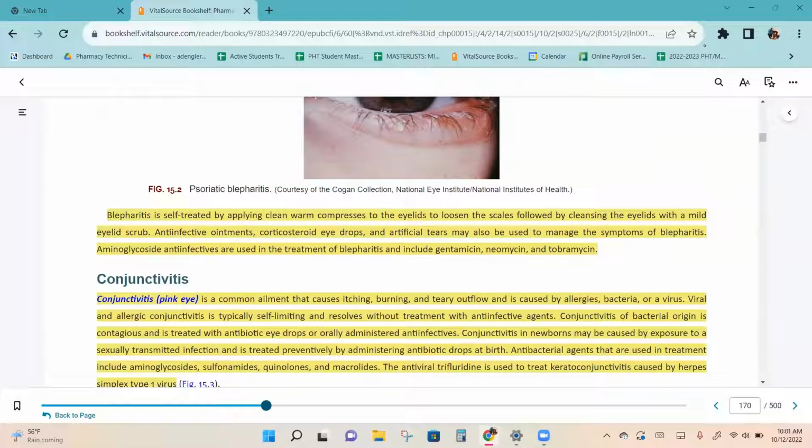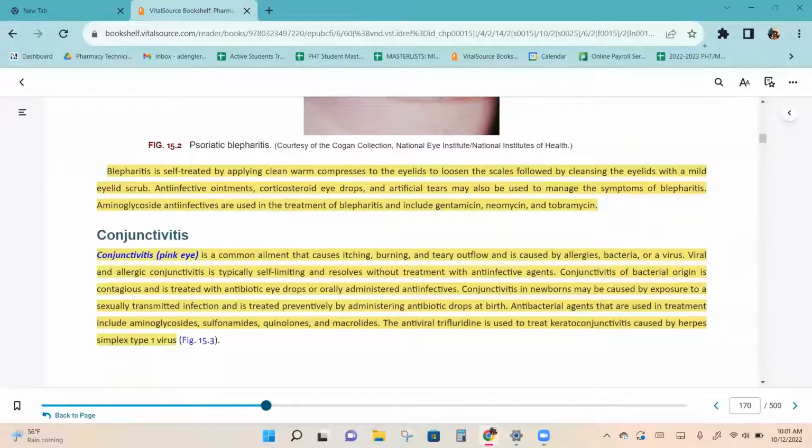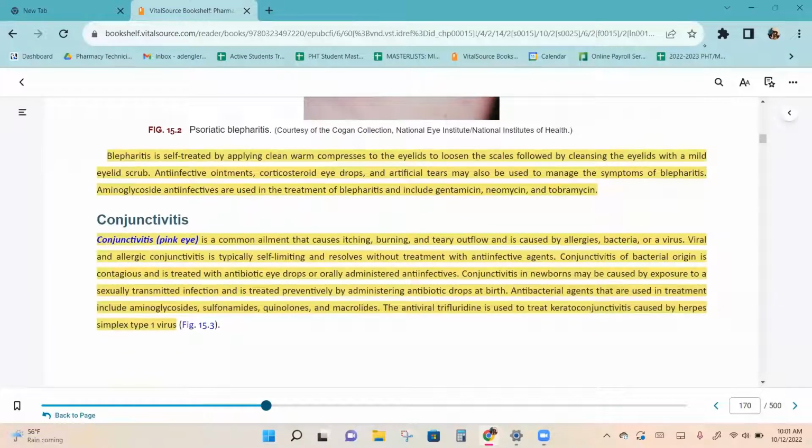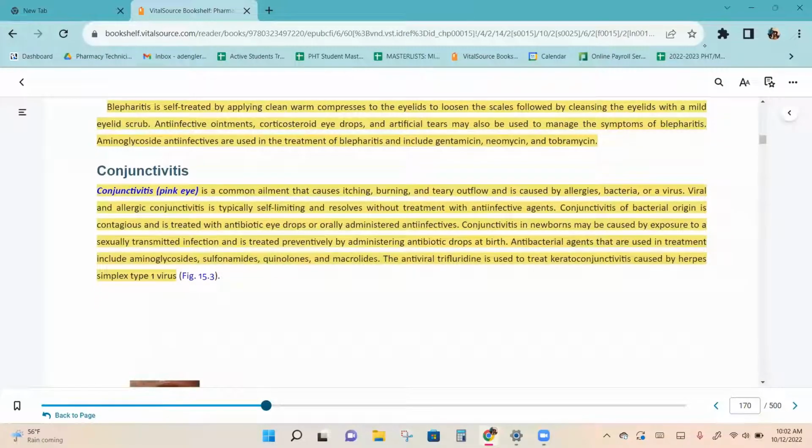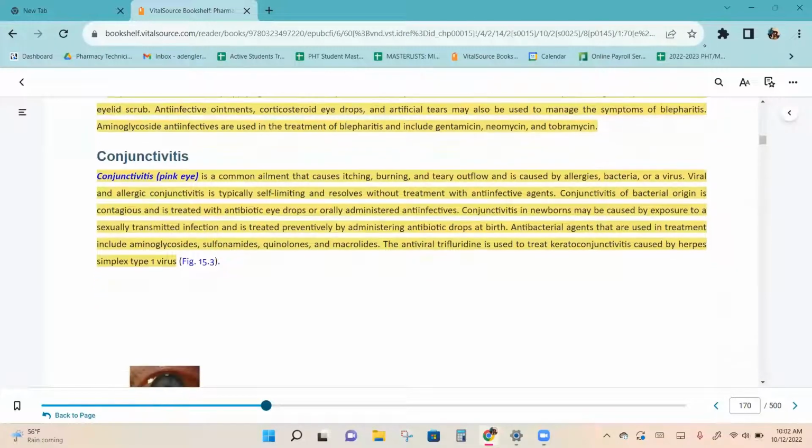Blepharitis is self-treated by applying clean, warm compresses to the eyelids to loosen the scales, followed by cleansing the eyelids with a mild eyelid scrub. Anti-infective ointments, corticosteroid eye drops, and artificial tears may also be used to manage the symptoms of blepharitis. Aminoglycoside anti-infectives are used in the treatment of blepharitis, and those include gentamicin, neomycin, and tobramycin.